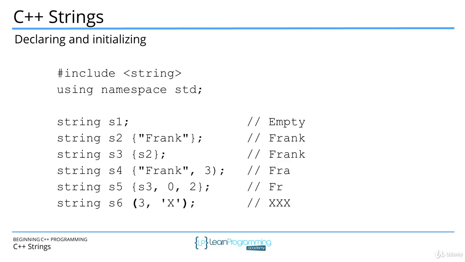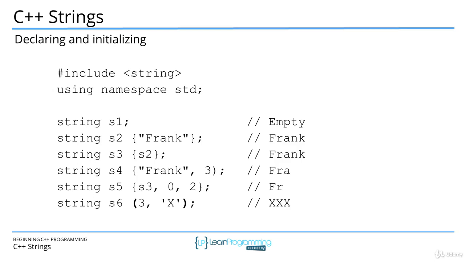Unlike C-style strings, C++ strings are always initialized. In this case, S1 is initialized to an empty string. No garbage in memory to have to worry about. In the second example, I'm declaring and initializing S2 to the string Frank. Notice that Frank is a C-style literal. That's okay. It will be converted to a C++ string.